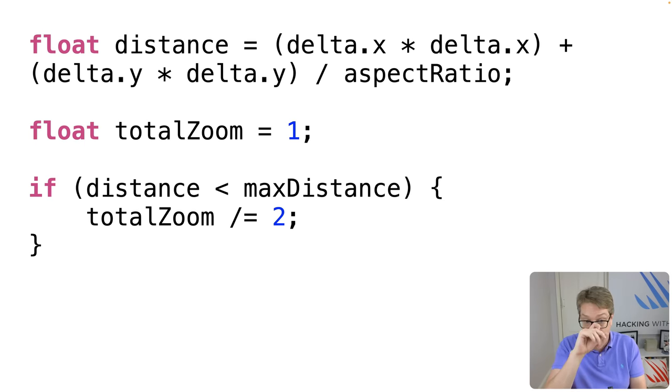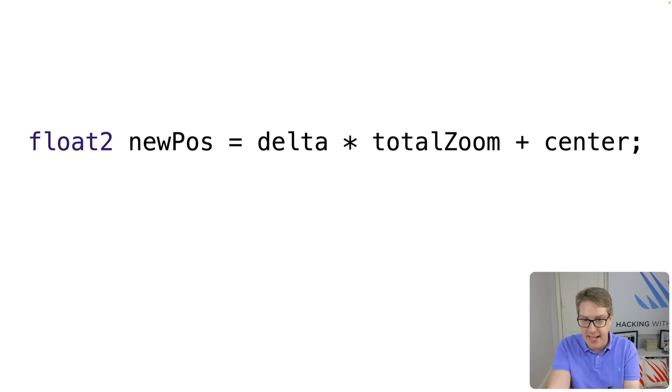So now we know how much to zoom by. We can now figure out what pixels should be read to draw inside that zoom. So what we're going to do is take our delta, how far our original pixel offset was from the finger here, multiply in our total zoom, and then put it back into the center again. Remember, the delta just tracks how far away it is from their finger on the screen.